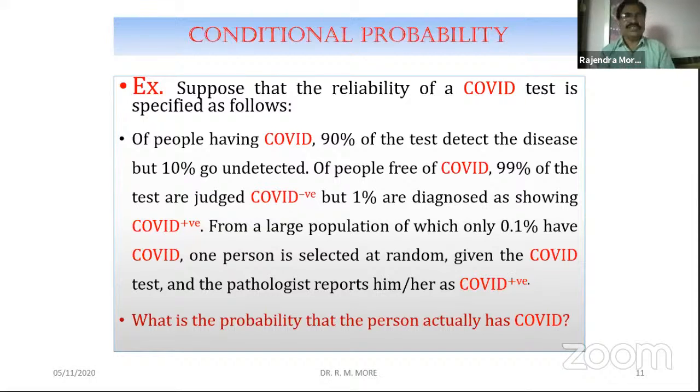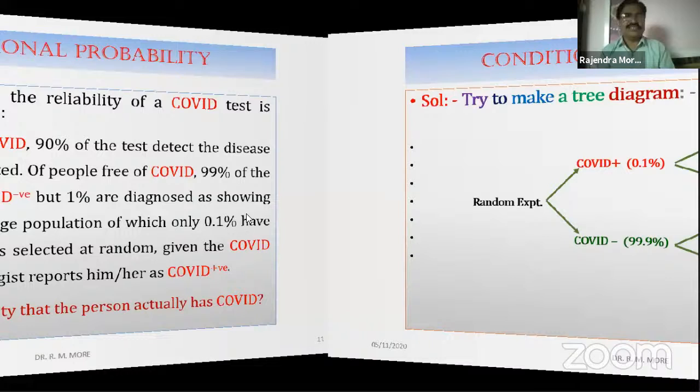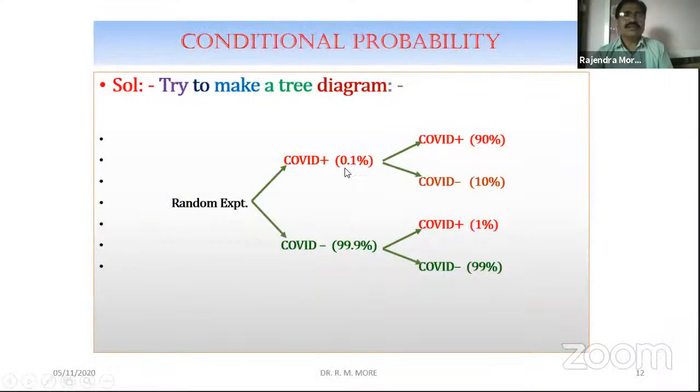So in such a case, let us see how the tree diagram is constructed. See here, this is the experiment. As stated, 0.1% of the population is COVID positive, so these COVID positive persons are there. Then 99.9% people are not having COVID.